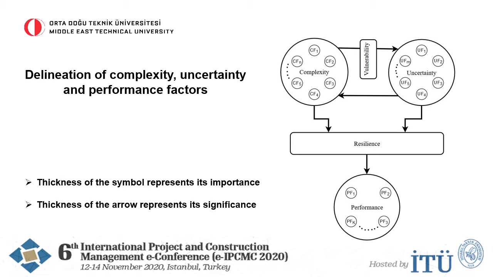Resilience and vulnerability also took place in this model. Resilience is a set of strategies to cope with any disturbances, and it indicates how fast a project can recover from the undesirable consequences of a specific complexity or uncertainty factor. While vulnerability means how sensitive the project is to a complexity factor.